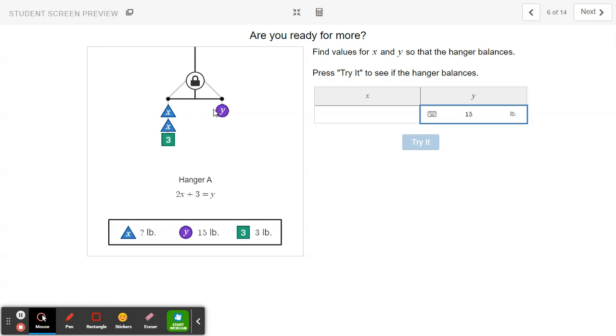If y is 15, what's my x going to have to be? Right? So let's see. Well, that means this all has to equal 15. So, okay, take 3 away. That leaves 15 minus 3 is 12. That means these both have to be 6's, right? 6 and 6 is 12. 12 and 3 is 15. So let's see. So 6.